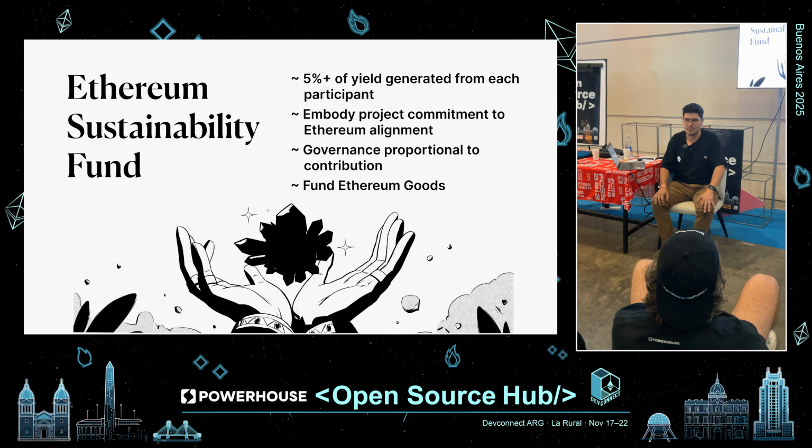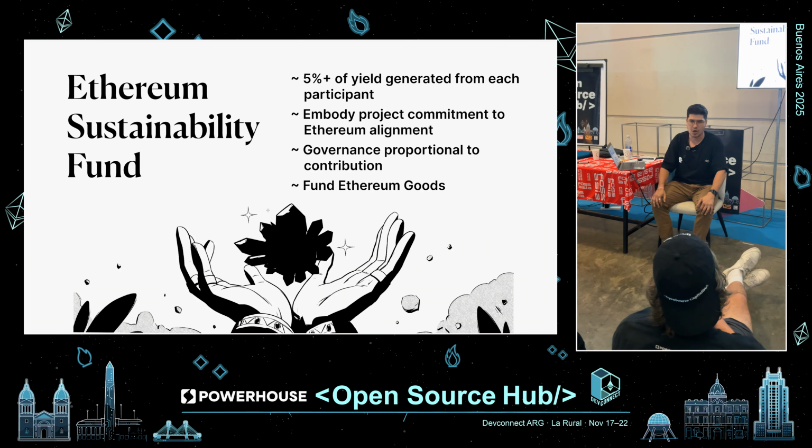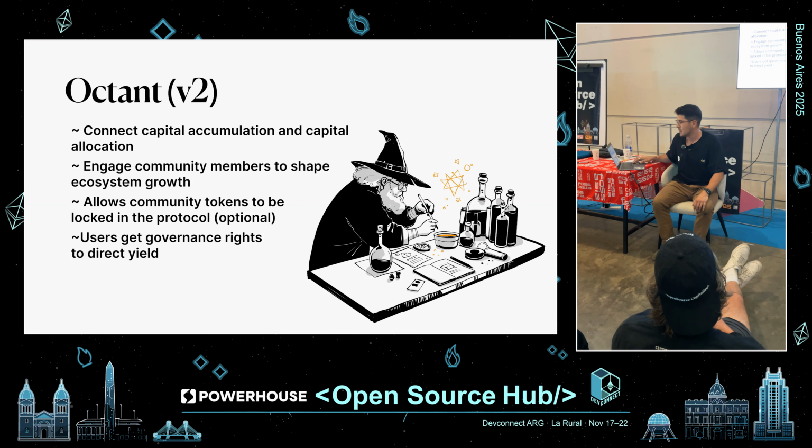At the same time, this is something we want to encourage internally: anyone who uses Octant, maybe suggest them to donate at least 5% of the yield that they generate to embody alignment towards Ethereum, and make sure to solve the problem of funding Ethereum goods. And the governance of this Ethereum sustainability fund would be proportional to the amount that's contributed. So if people want to contribute a lot more than 5%, then that means they also get higher decision power.